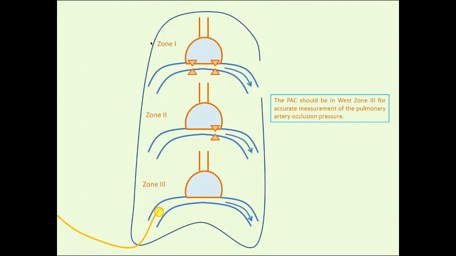But if the pulmonary artery catheter ended up here or here, you would then be measuring alveolar pressure, because with a change in lung volume or a change in your transpulmonary pressure, the alveolar pressure less the pleural pressure will cause a collapsing effect on the capillary or the vein, and now you would be really measuring the alveolar pressure, or really kind of the transpulmonary pressure, rather than the pulmonary artery occlusion pressure or the left atrial pressure.